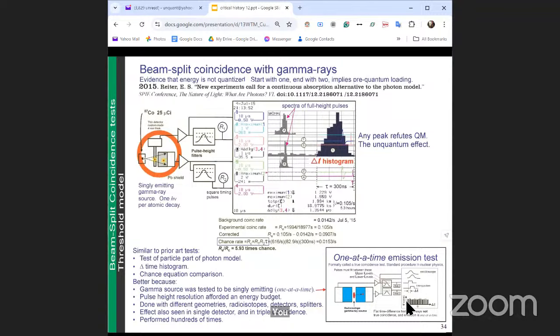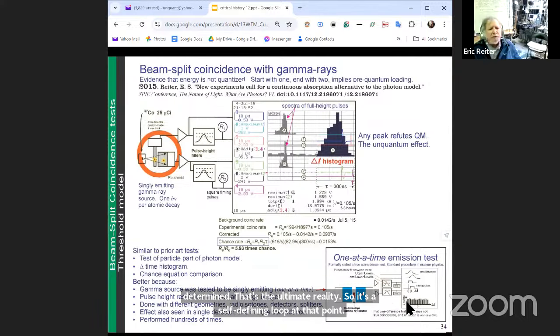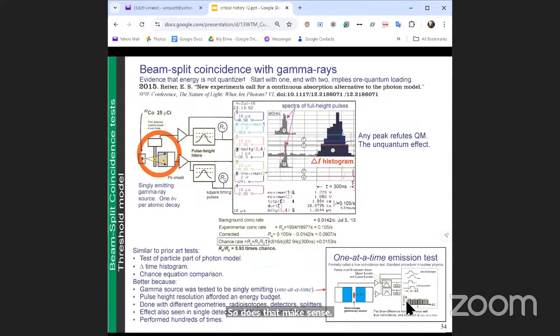And if we don't try to poke at that, it's very hard to make progress. So if you just assume everything is a probability curve and that's the ultimate reality, then you're not going to go anywhere because you've already determined that's the ultimate reality. So it's a self-defining loop at that point. Does that make sense? Yes, thank you. Very good. Okay, thank you.